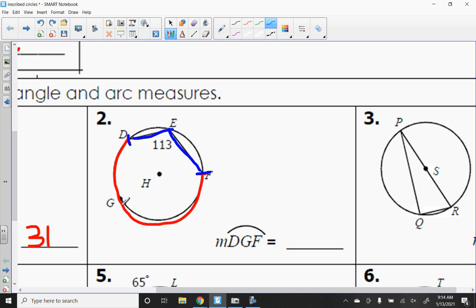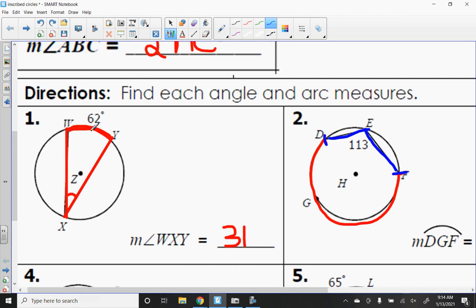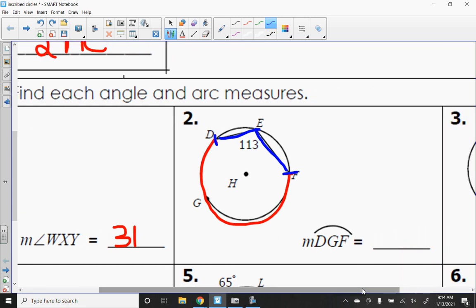The arc is double the size of the angle. So now we're in reverse order. If it gave us the arc, we divided it by 2 to find the angle. If we have the angle and we need to find the arc, we double it. So one version is to divide by 2, the other version is to multiply by 2. So this is 226, 113 times 2. The arc is bigger than the angle.